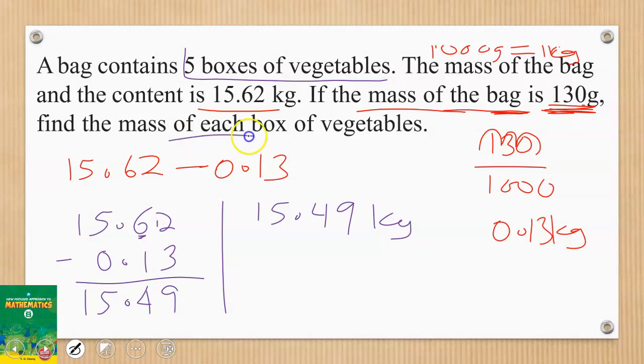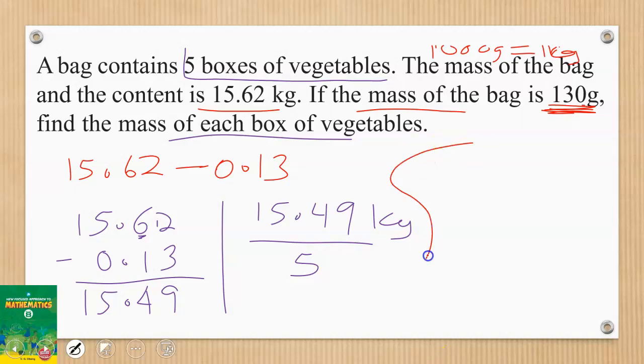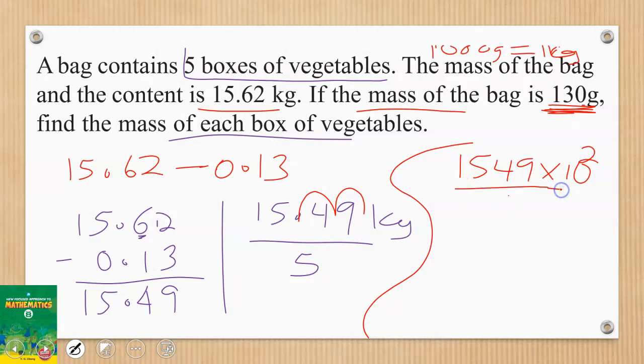Now the question wants us to find each box, right? So for each box, what we do is divide everything here by 5, and then work it out and get our answer. So how do we divide 15.49 by 5? There are so many ways you can do this. Because we've learned how to write numbers in standard form, I'll go for that approach by moving this 1, 1, 2, so that I write 1549 times 10 to the power positive 2. So that when I'm done with the division, I can reverse the decimal point. So now I can divide everything by 5.